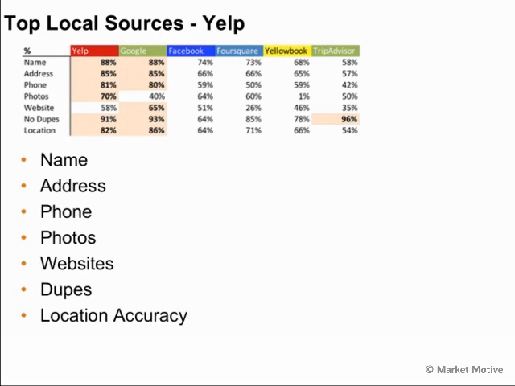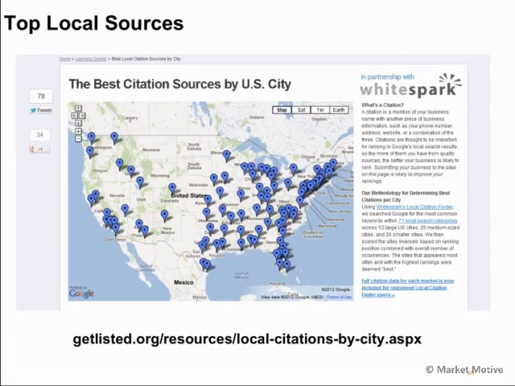But they do a good job with their listings, and the name, address, phone number, website, deduplication, and location accuracy. These are the things they studied for the top local sources. It's a really interesting study to check out on Yelp and local sources in general.